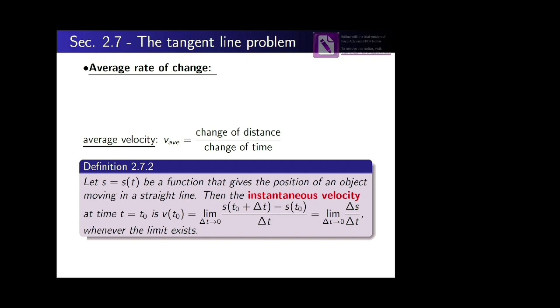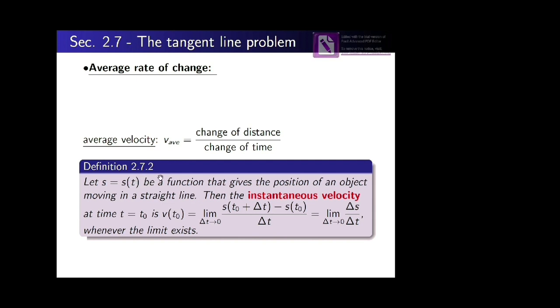So then we have here average rate of change. So we have two definitions. The first one is average velocity, and we write it like VF. It is change of distance over change of time. Then we have another definition which is called instantaneous velocity, and we need to distinguish between these two definitions.